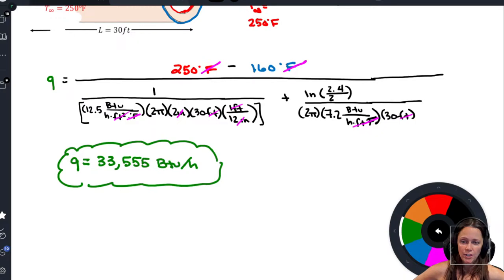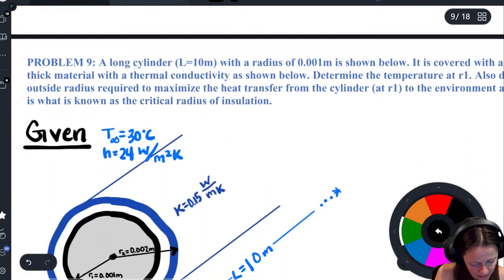All right, so there was a question. Will we ever have a radial problem that's in parallel? That's a good question. No. So you might have a parallel one like the one that we did for the plane wall, but we won't do one for a radial. All right, so we'll go ahead and go to that last one.